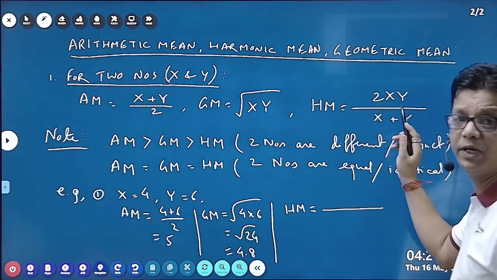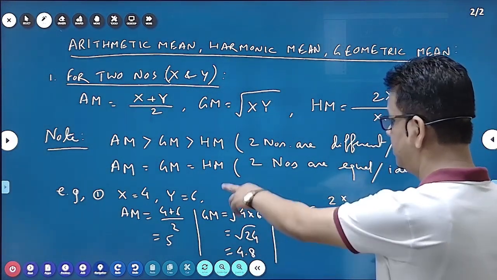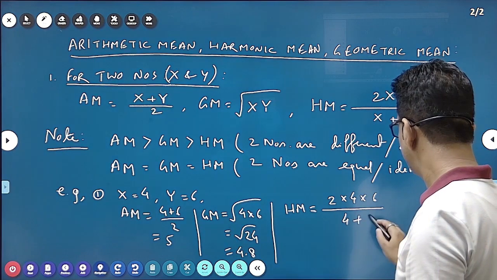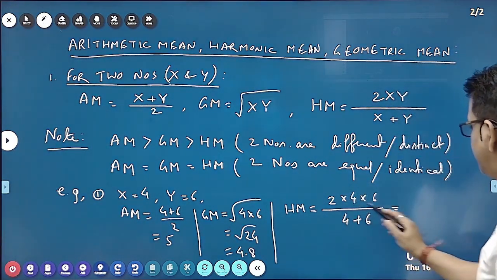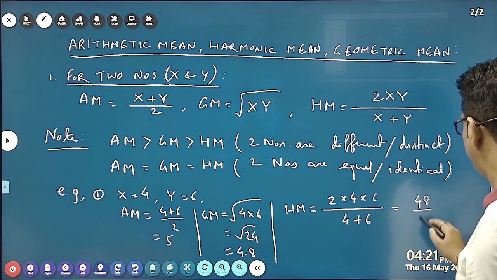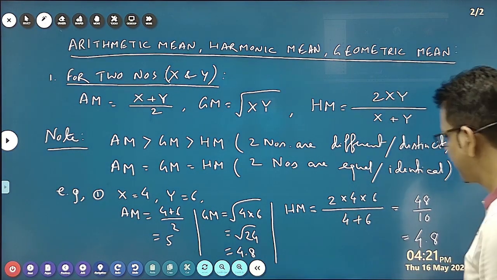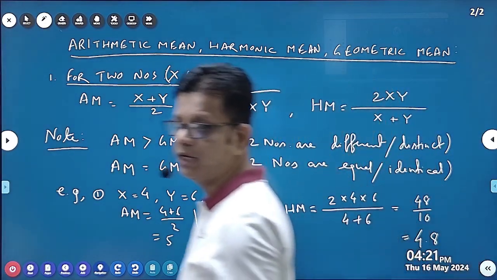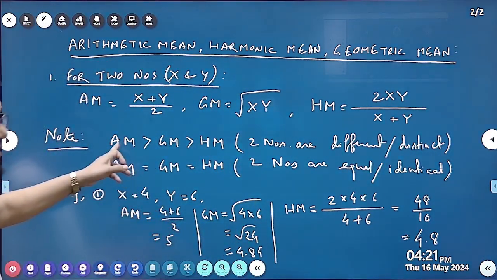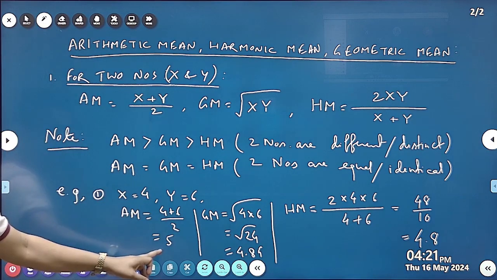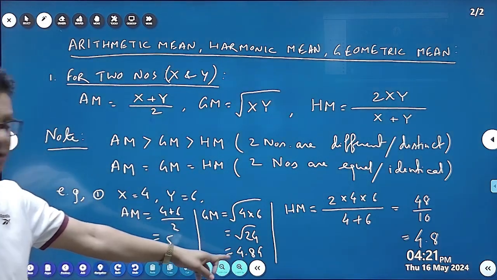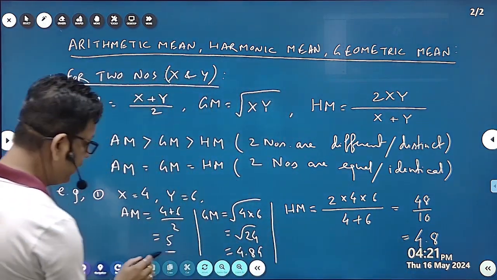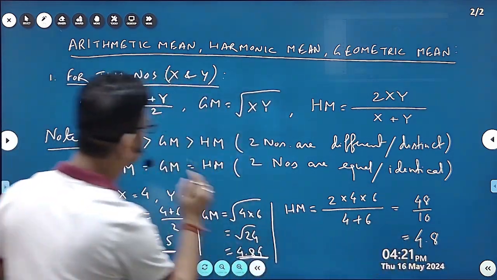Now the harmonic mean: 2 into x into y, so 2 into 4 into 6, divided by x plus y, which is 4 plus 6. So 2 into 4 into 6 is 48, and 48 by 10 is 4.8. So the HM is 4.8. Now what I said initially is satisfied: arithmetic mean 5 is greater than GM, 4.89 or 4.9 if I round it off, which is greater than HM, 4.8. So this is the first condition.